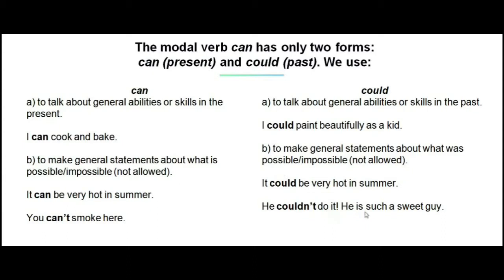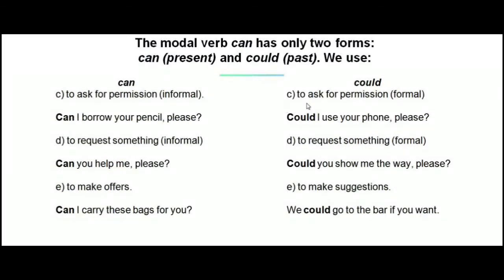He couldn't do it. He is such a sweet guy. It was impossible for him to do it. C, to ask for permission. Formal. Can I use your phone, please? D, to request something. Formal. For example, could you show me the way, please? E, to make suggestions. For example, we could go to the bar if you want.